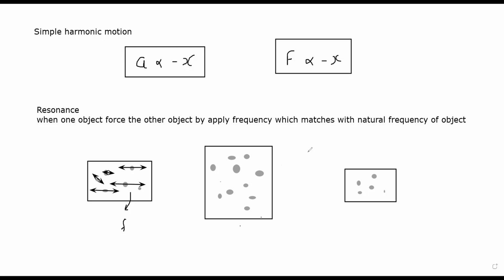So for example, if I apply 20 hertz frequency, the particles are vibrating, then I apply 70 hertz, and then I apply 100 hertz. When I compare the vibration of the particles for which the amplitude is maximum, for example at 70 they are vibrating with the maximum amplitude. So what is the natural frequency of this object or material? That natural frequency is 70 hertz. And this is also an example of forced vibration, when one object forces the other object to vibrate.